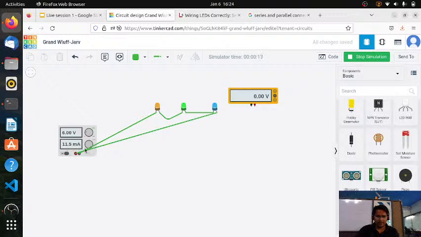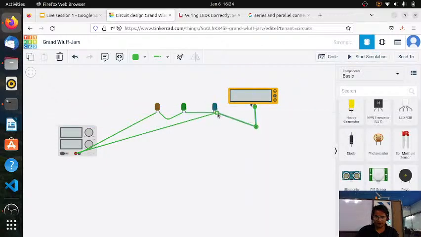and this is the current. So we have to measure the current. Let's stop this. For that, this is the positive and this is the negative. Let's start. We have to measure the current.